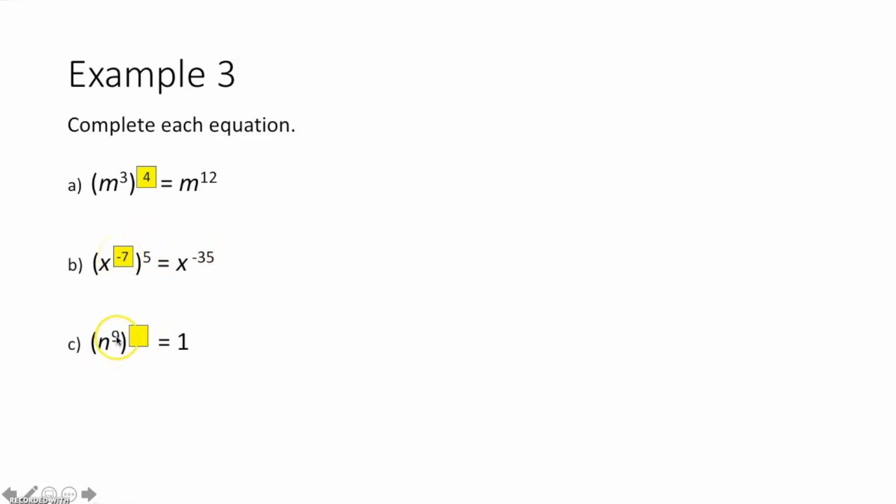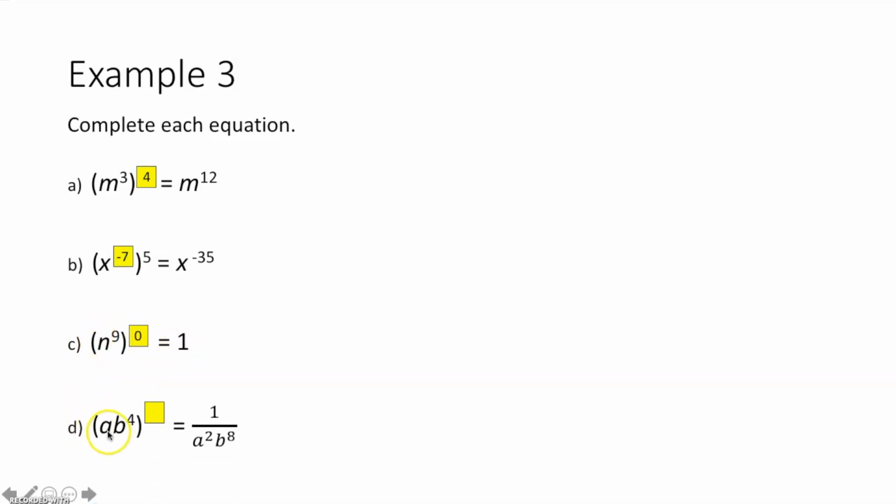Here we have n to the 9th power raised to some power equals 1. Well, you have n to the 9th and it has to equal 1. Well, anything to the 0 power equals 1. We know that. So if you were to raise this whole thing to the 0 power, that should equal 1.